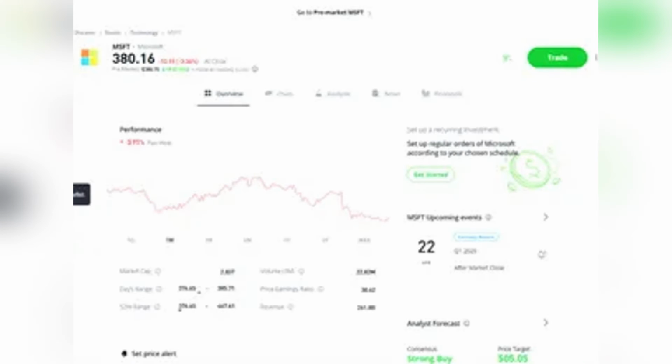Now you need to set the investment amount. Enter how much money, not how many shares, you want to invest. eToro works with fractional shares, so you don't need to buy a full share.